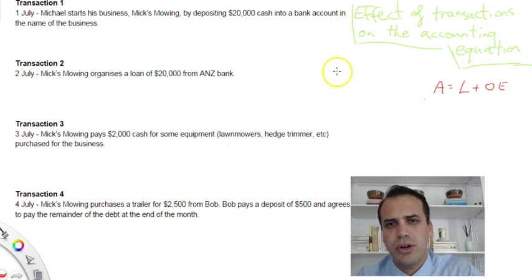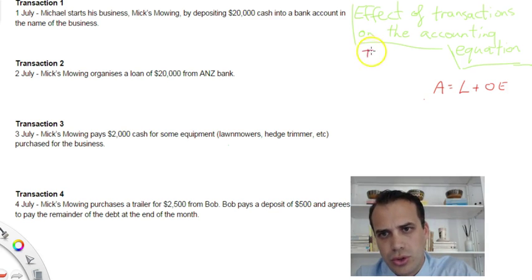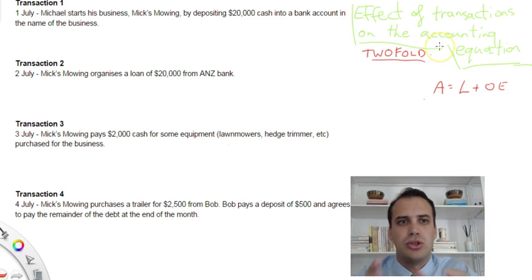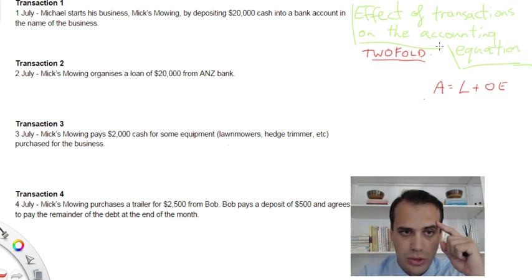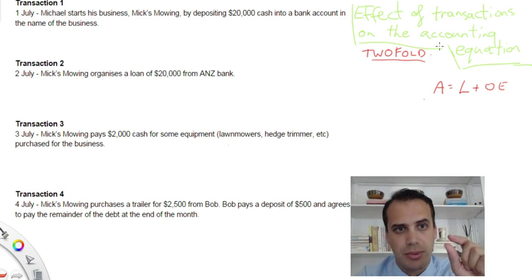Okay, before I get started, I want to draw your attention to this idea of twofold. Twofold means two things. Two things are happening. Now, in any business transaction, two things are affected. And you'll see what I mean when we start going through this. But just keep in your head during this video the word twofold. Twofold. Two things are happening.